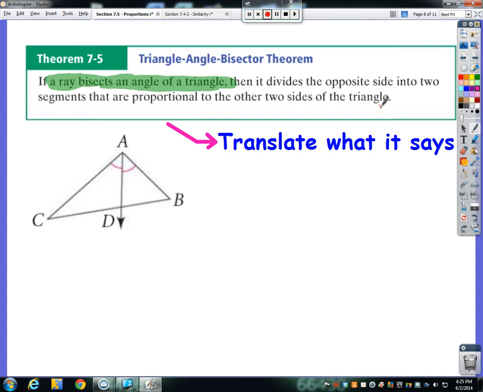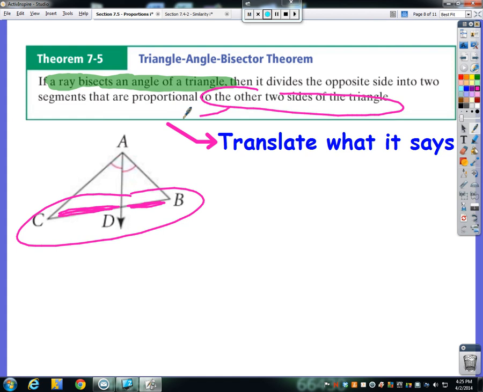Now what? It divides the opposite side. Our opposite side would be CB. It's dividing it into 2 segments, CD and DB, that are proportional to the other 2 sides of the triangle. The other 2 sides of the triangle are AC and AB. Now there's 1 of 2 ways we can set up our proportion. I'm going to show you one way. Really the way they present it is the other way.